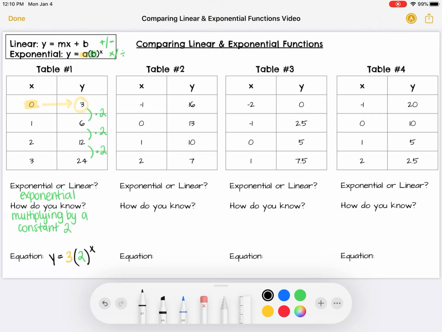And then b is always the growth factor, or the number that it's multiplying by each time, which in this case is 2. We had already figured that out. So our equation is y equals 3 times 2 to the power of x.